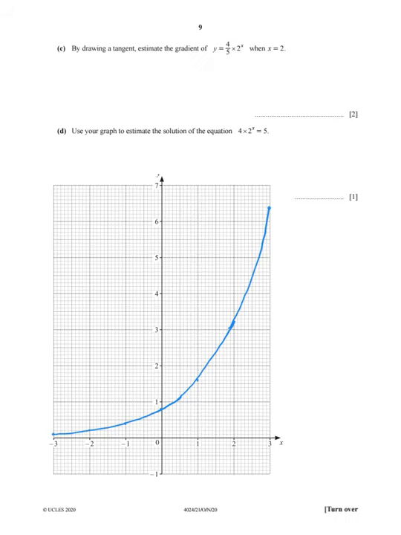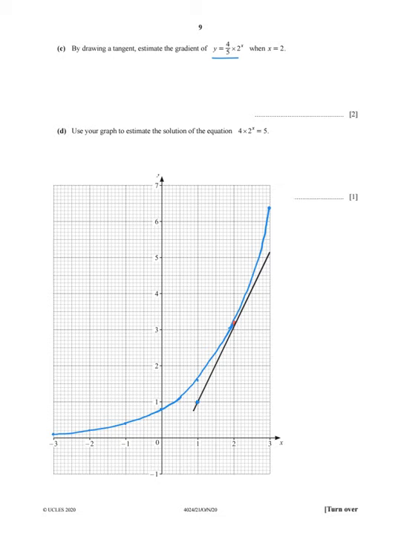After that it says, by drawing a tangent, estimate the gradient of the curve of y equals 4 upon 5 times 2 to the power x when x equals 2. So when x equals 2, first let me highlight the point here, and now I need to draw a line here. So that is a tangent I have drawn, right? And now I need to find the gradient. So make sure that you draw your tangent with the help of a scale. No need to draw it roughly.